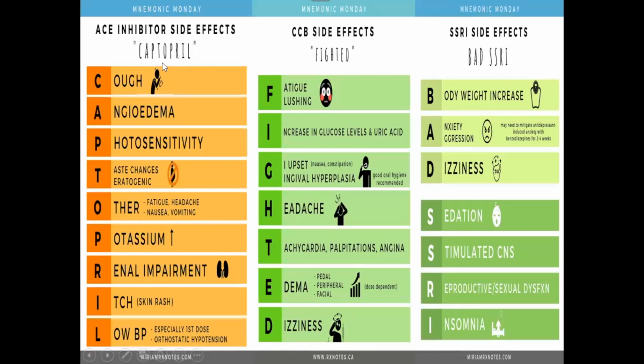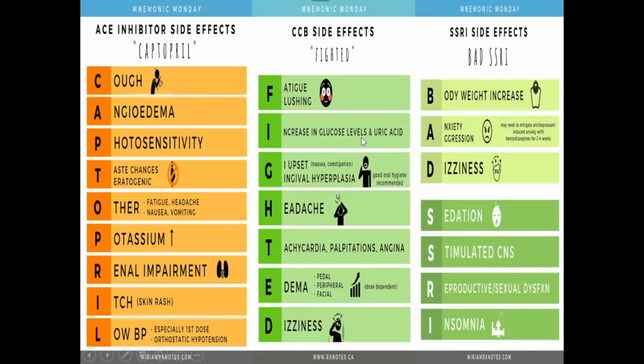Again, many of them. Captopril: what are the common side effects? Cough, angioedema, photosensitivity, taste change. Potassium will increase, hyperkalemia in a patient on ACE inhibitors. It can cause renal impairment, that's why we don't usually start it. It can cause itchiness. The patient can go into orthostatic hypotension, low BP. So captopril is famous.